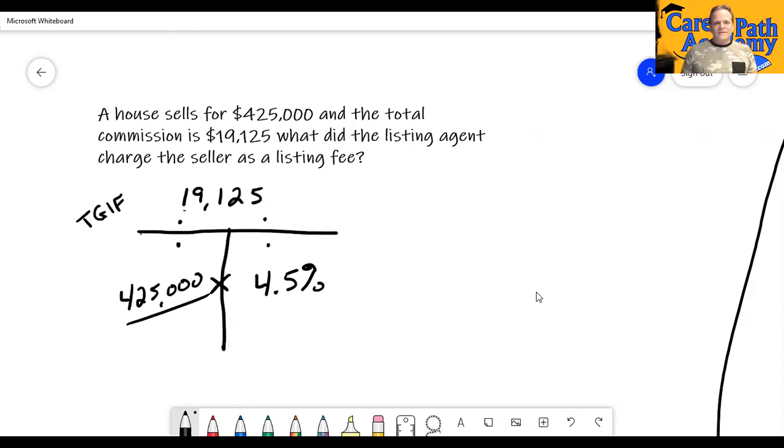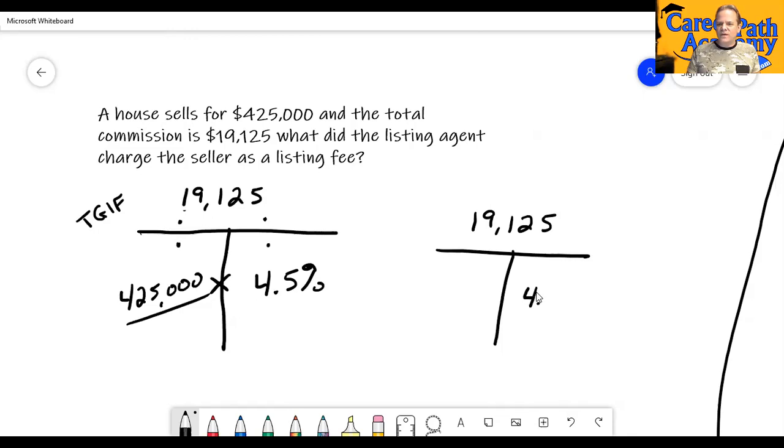Okay. So if you got that asked to you as a question, you got to draw that T formula, know where to plug in the numbers. The small number goes up top, and 19,125 is a smaller number compared to the value of the property, isn't it? Yeah. And the commission, the percentage or fee, goes on the other side. All right, and remember, divide down, multiply across.